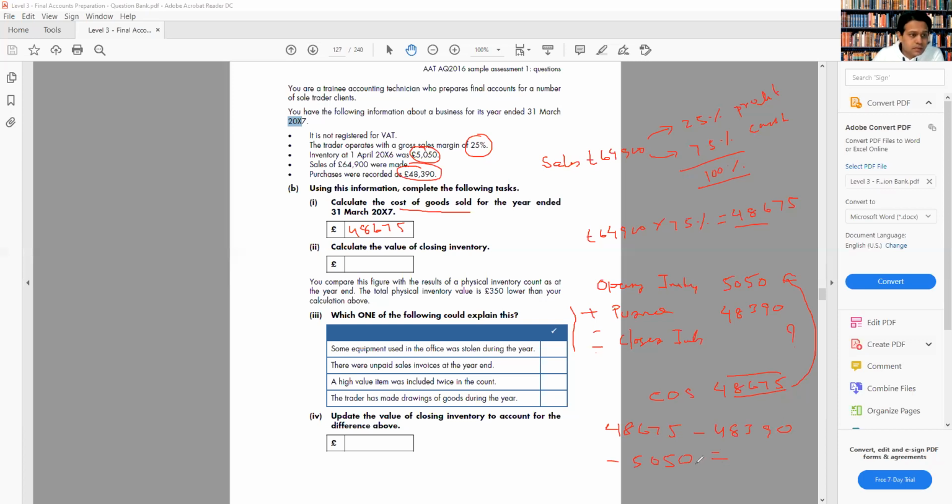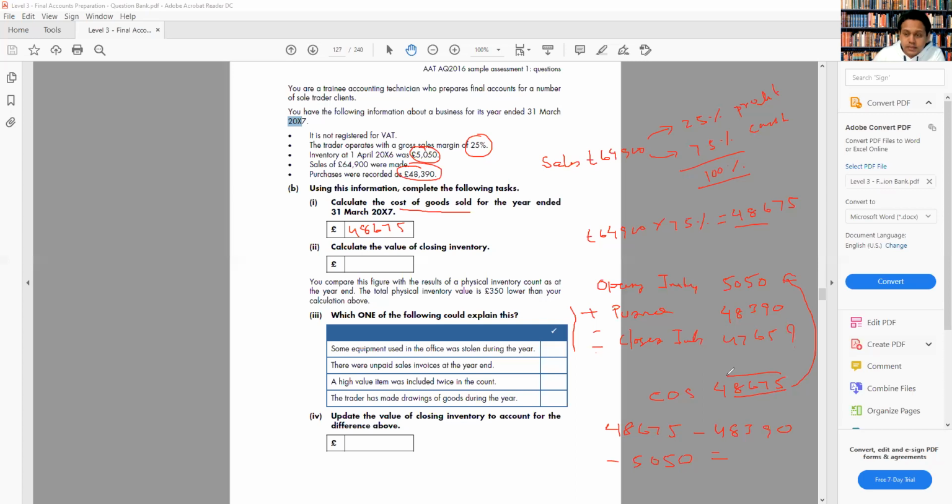And if you get the difference, how much will it be? Now if you do it the way you like, there is no problem. If you can understand this question, you can do it the way you like, as long as you have the right figure. 48390 minus 5050, so we have 4765. So you're going to write here 4765, and that is our minus.